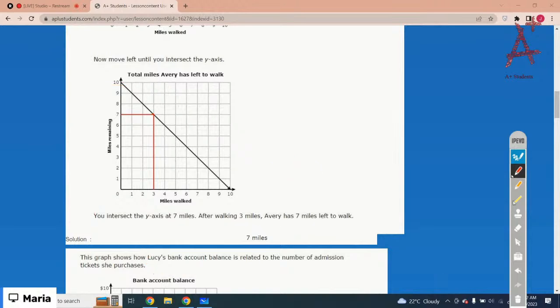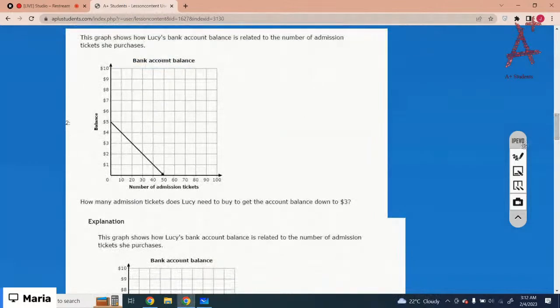Let's look at the other example. This graph shows how Lucy's bank account balance is related to the number of admission tickets she purchases. How many admission tickets does Lucy need to buy to get her account balance down to $3? Here is the account balance and the number of admissions. So here is the $3. Just match the $3 to the graph. When you match it to the x-axis, it would be 20.